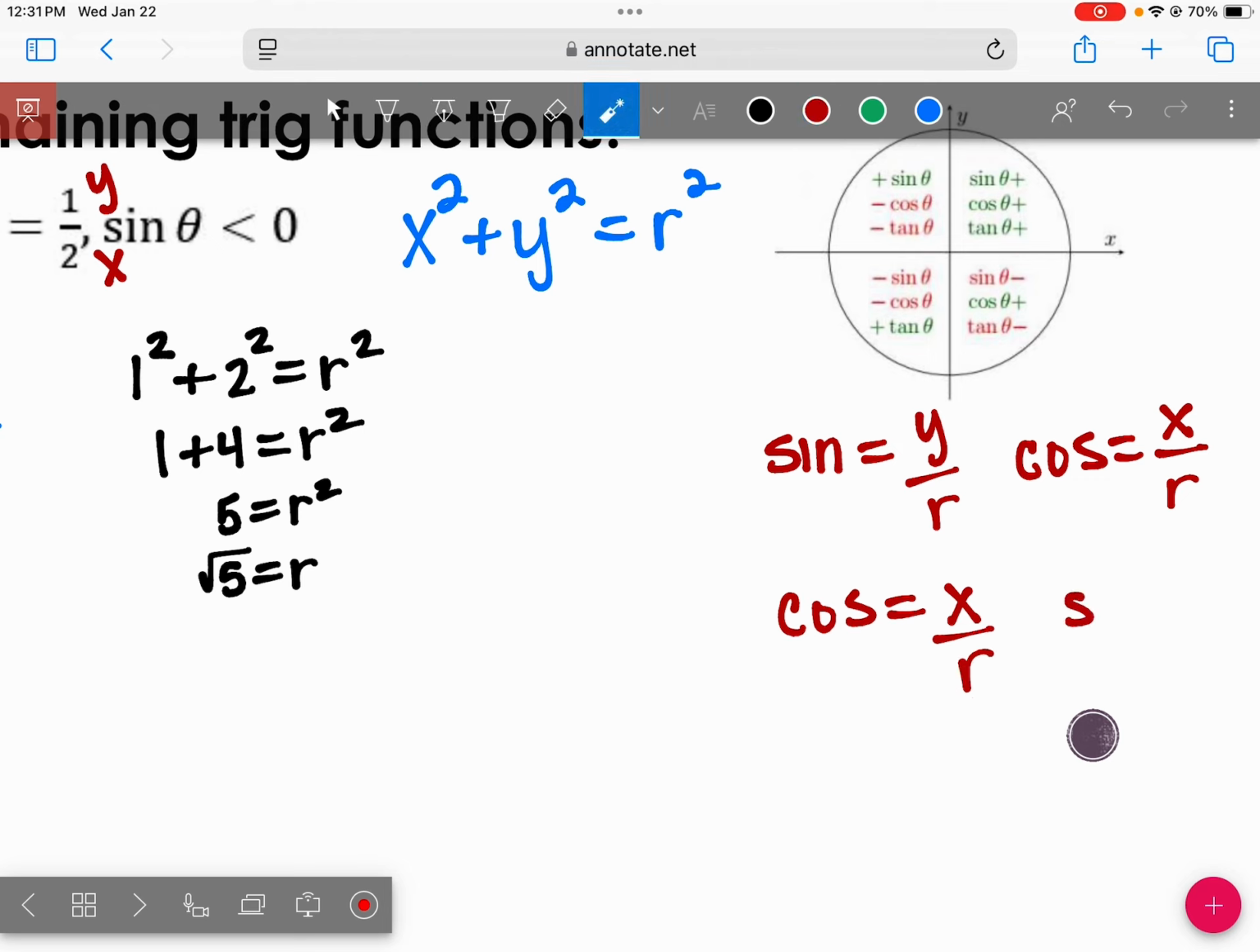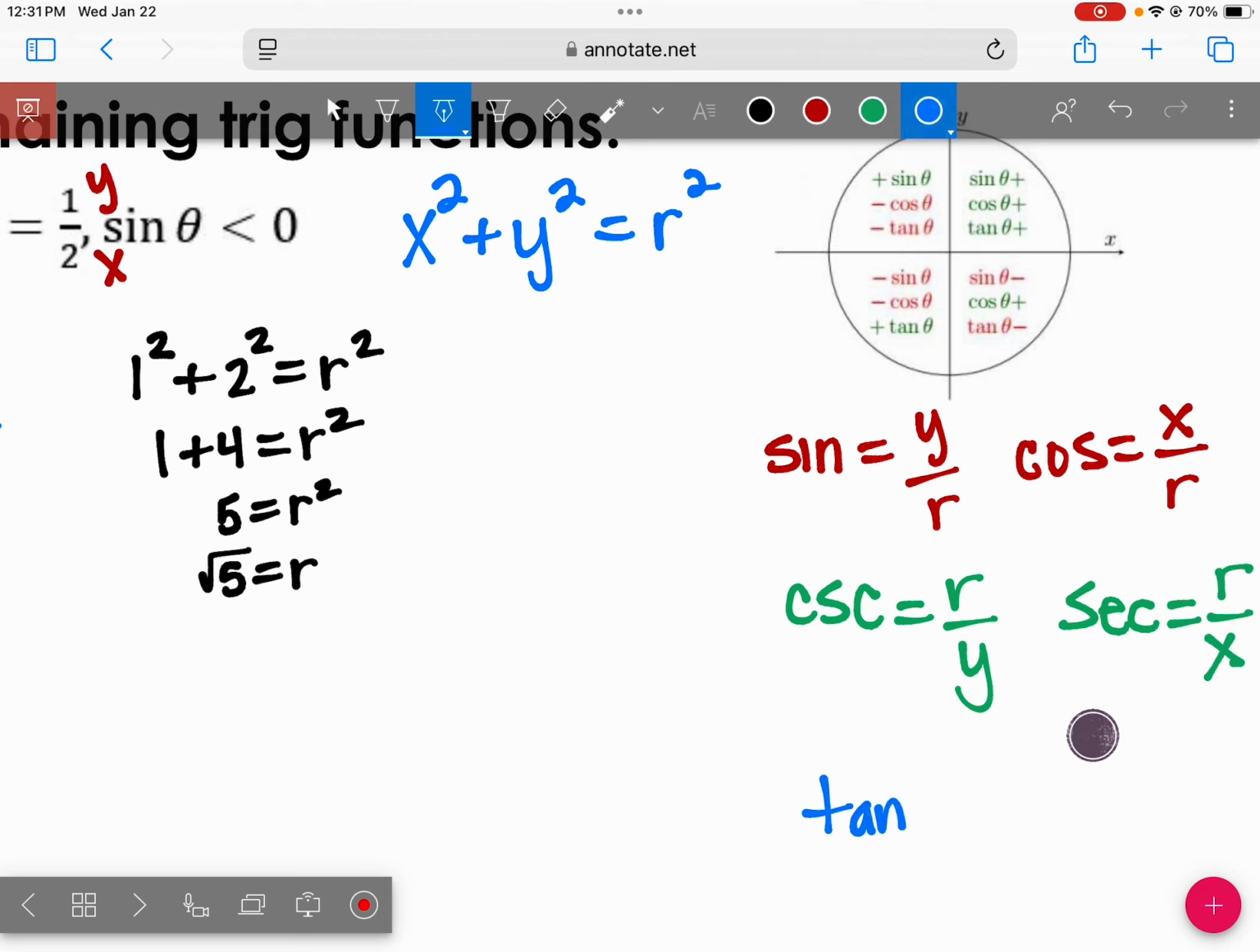Oh, I didn't mean to say cosine. I'm so sorry. Cosecant. Hold on, let me back up. So cosecant is r over y. Secant is r over x. And then we know tangent is y over x, and cotangent is x over y.